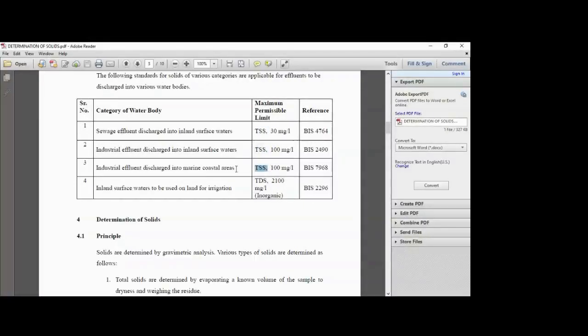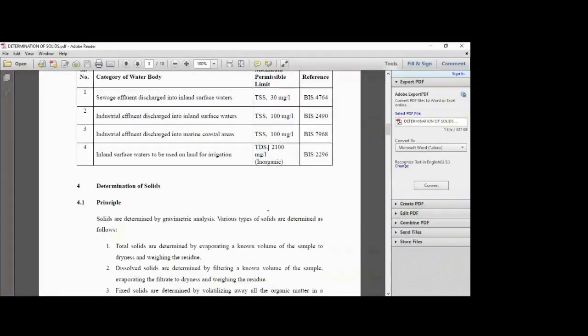So if I have to discharge sewage or an industrial sample into inland surface water, the parameter it is related with is TSS. And for irrigation use, I have to rely upon TDS, right? So this is how these standards are set.